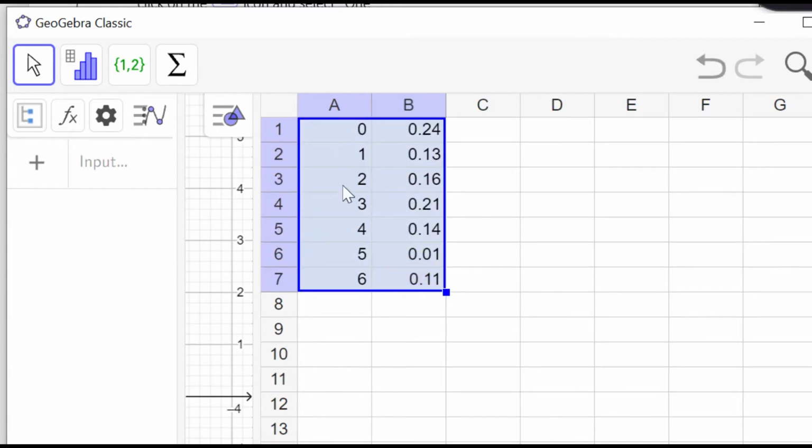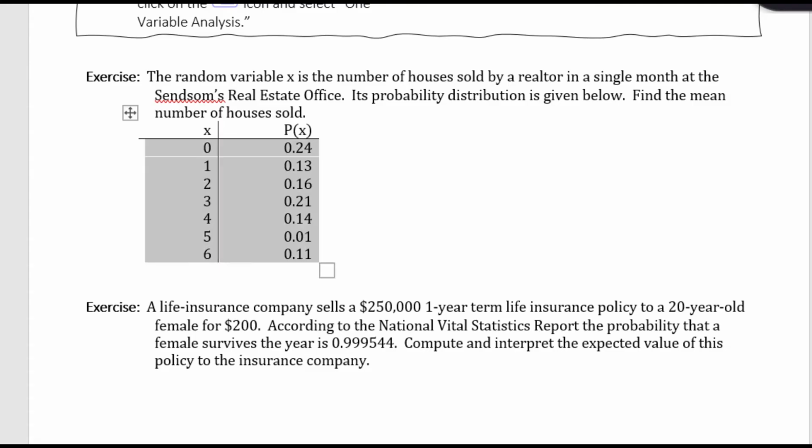So remember this X, look at our data set. Our X is the number of houses sold. There are some months where this realtor sold 0 houses in a month, and there are some months that she sells 4 houses in 1 month. However, they don't happen at all the same probabilities. She sells 0 houses about 24% of the time. She sells 4 houses about 14% of the time.